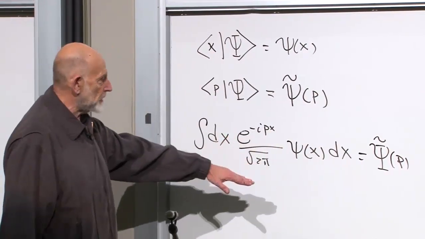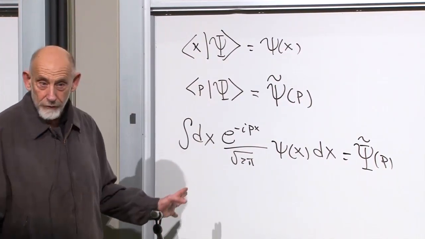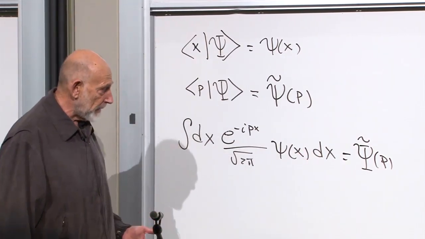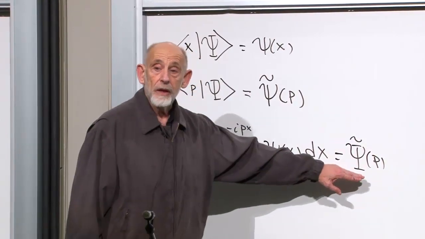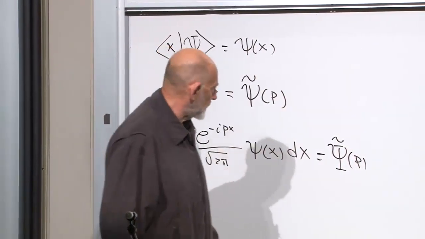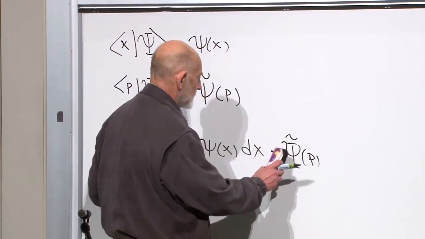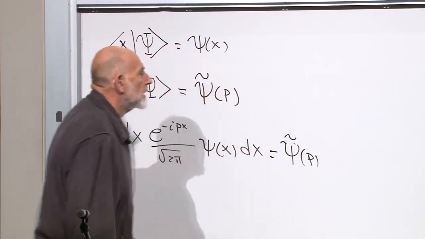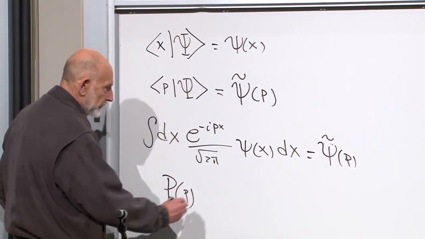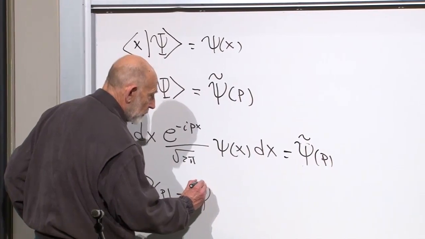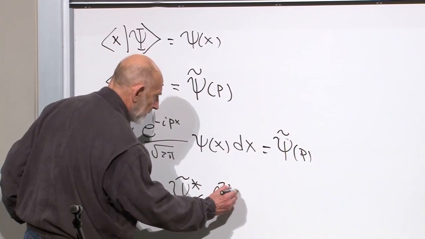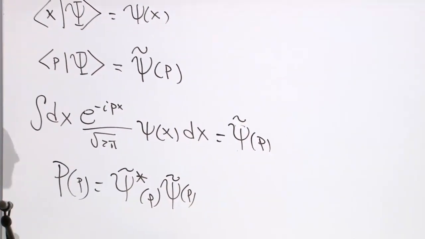What this says is, if you know the wave function in the position basis, you know everything. That's enough. In fact, you can recover the wave function in the momentum basis, and also the probability to find the particle with different momenta. After all, I've abused the notation. This shouldn't be a capital psi here. This should be a small psi. It's a wave function. And of course, the probability to measure a given value of momentum is just psi twiddle star of p times psi twiddle of p.